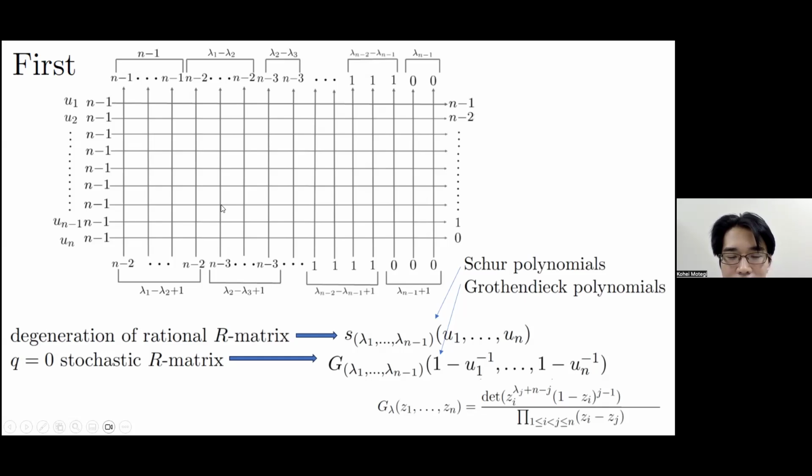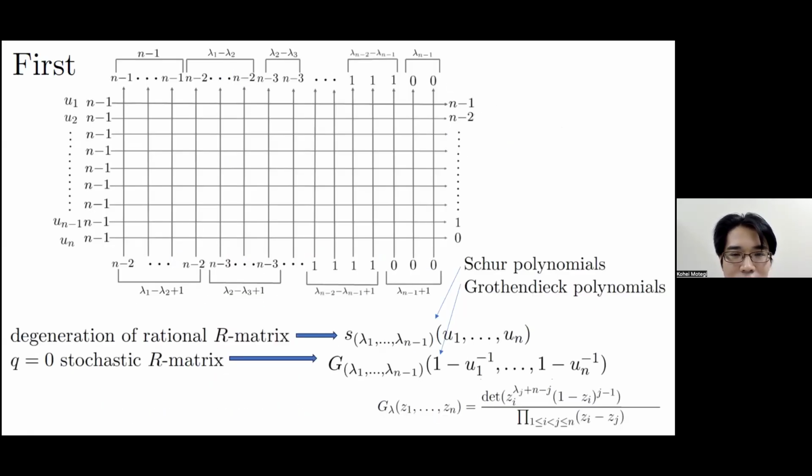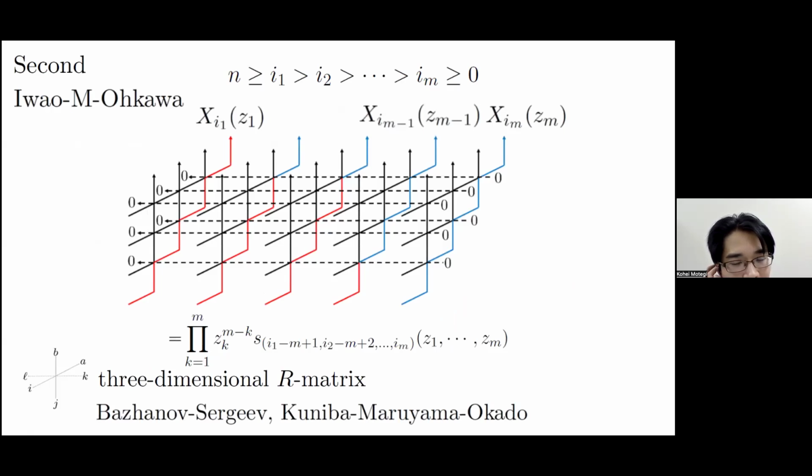So this is the first thing I want to explain. And the second one is three-dimensional. So this is a two-dimensional realization of Schur polynomial. There is also another result which is not two-dimensional, but a three-dimensional realization of Schur polynomials. So I will also show you an example of this thing.